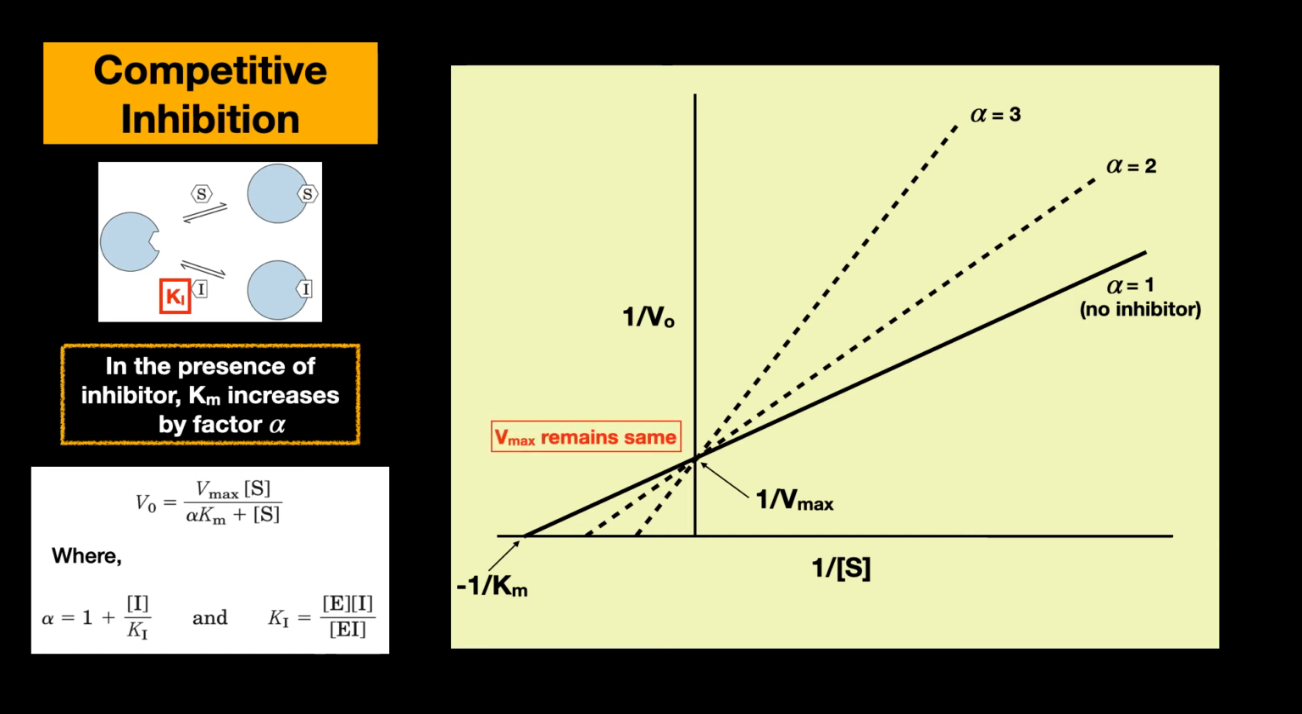Vmax remains same, so all the lines intersect at y-axis, and Km increases with increase in inhibitor concentration. Now, in case of uncompetitive inhibition, where the inhibitor binds to enzyme substrate complex, Vmax will decrease. Why? Because inhibitor is binding to the enzyme substrate complex, and that too at a different site. So no matter how much substrate is present, inhibitor will still inhibit the reaction as it binds after the substrate is bound to the enzyme.